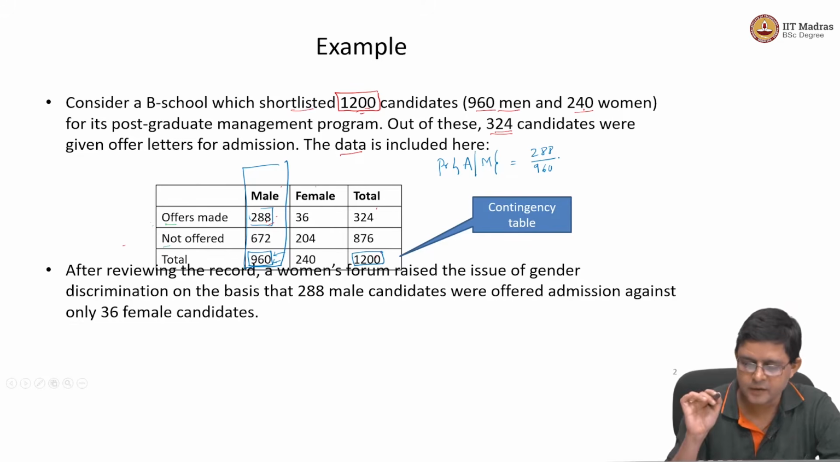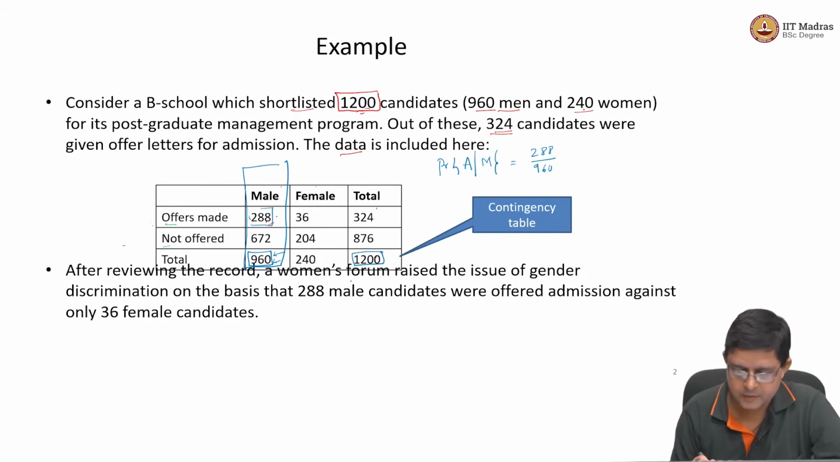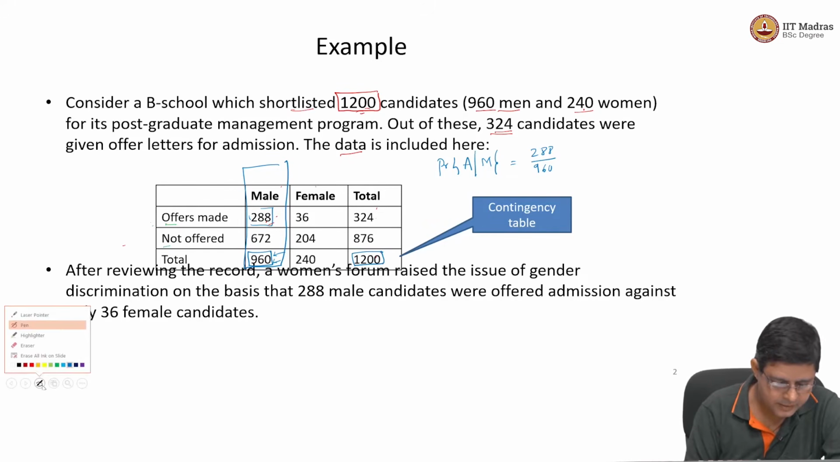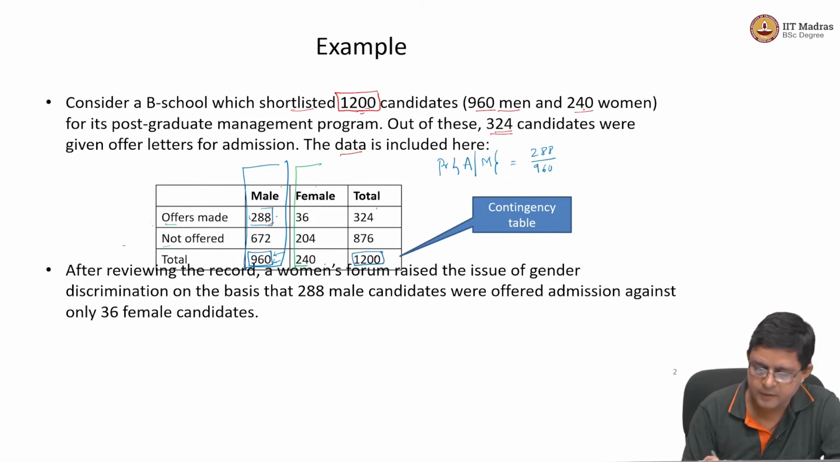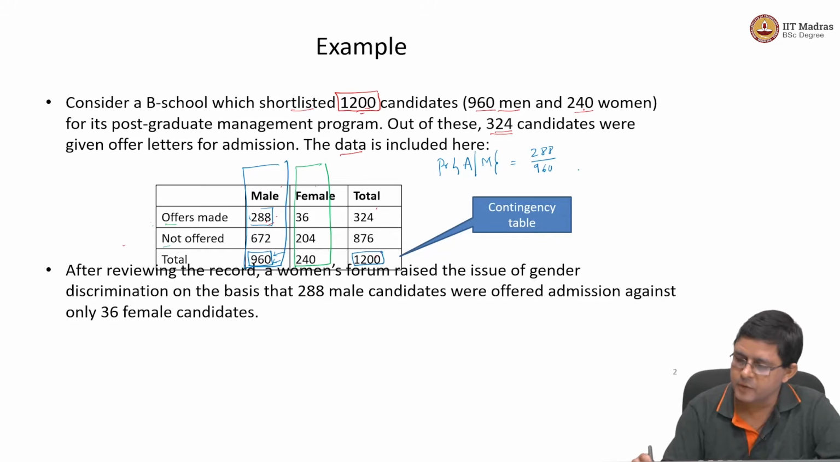So, this is called conditional probability. You can do the same thing for female candidates, right? Let me ask you this question. What is going to be the probability of admissions given that the candidate is a female candidate?